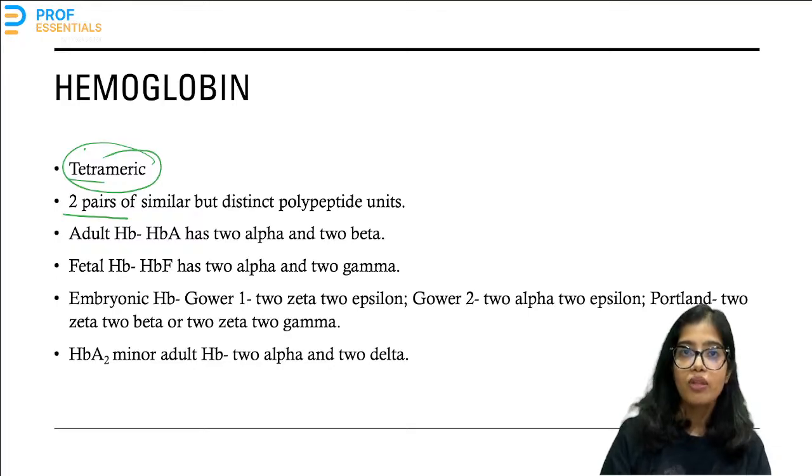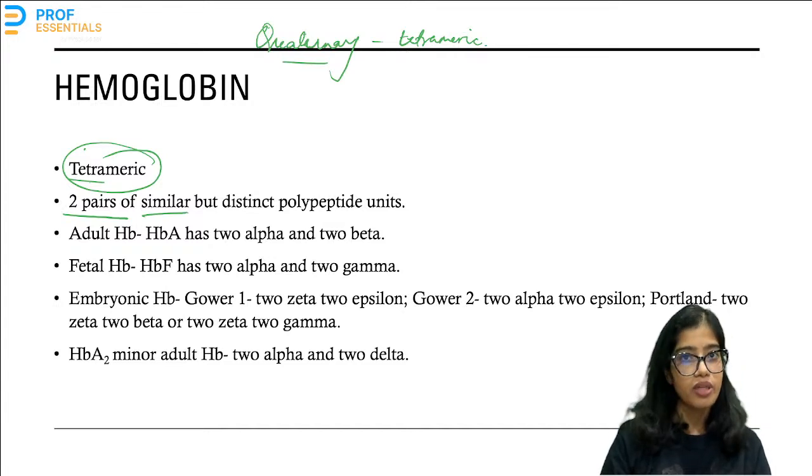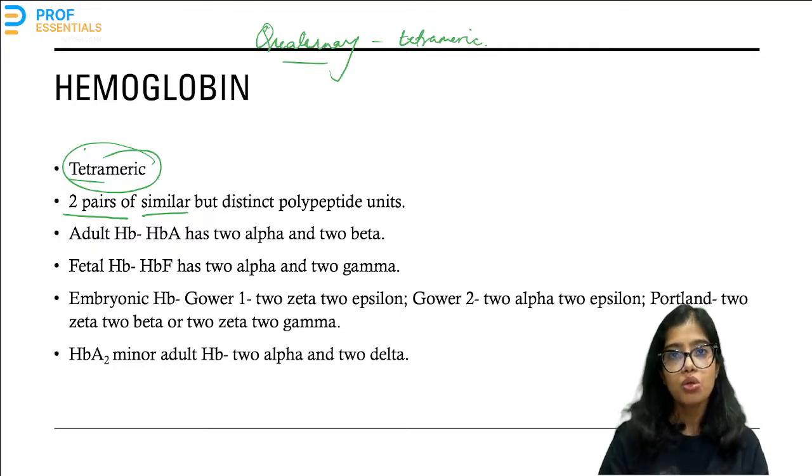You remember how in the last session we studied about the quaternary structure: monomers, dimers, tetramers. So the quaternary structure of hemoglobin is tetrameric. Got it? So two pairs of similar but distinct polypeptide units are present. Okay, two pairs. Now, depending upon the hemoglobin, we'll have these polypeptide chains.